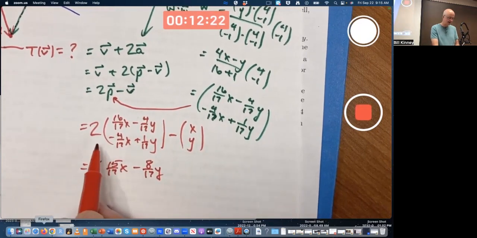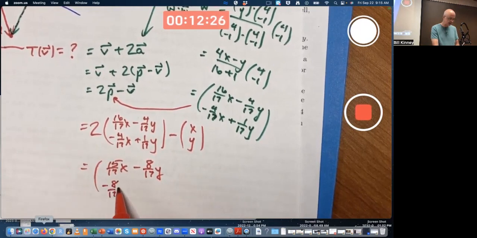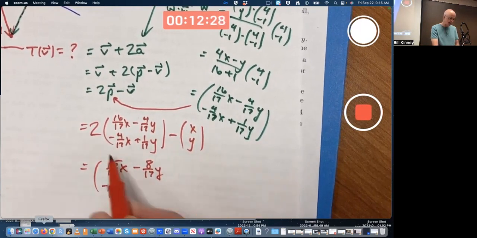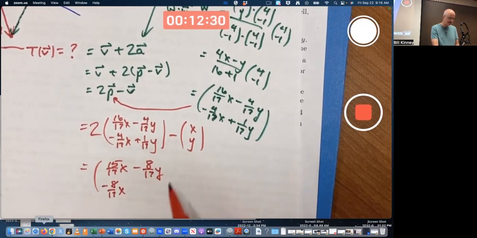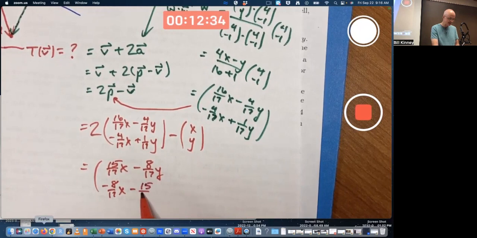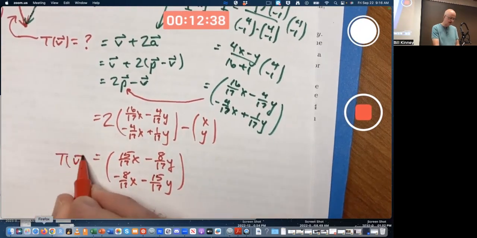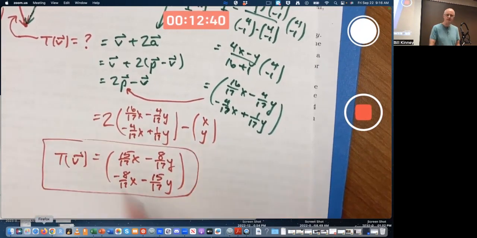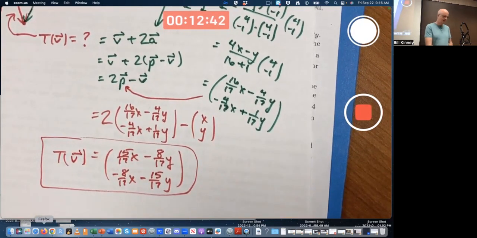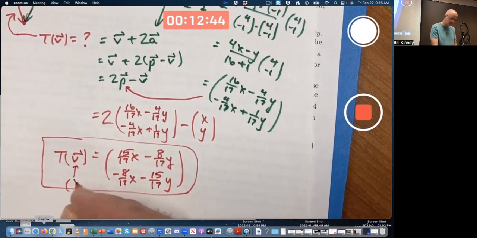And then down in the second component, -8/17 x, and there's no x over there. And then 2/17 y minus 17/17 y would be minus 15/17 y. That looks like the final answer, where v here is (x, y).